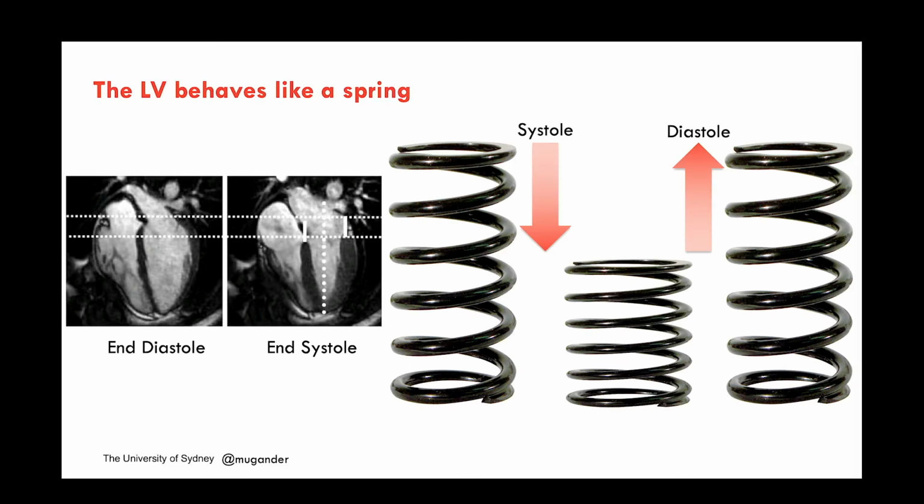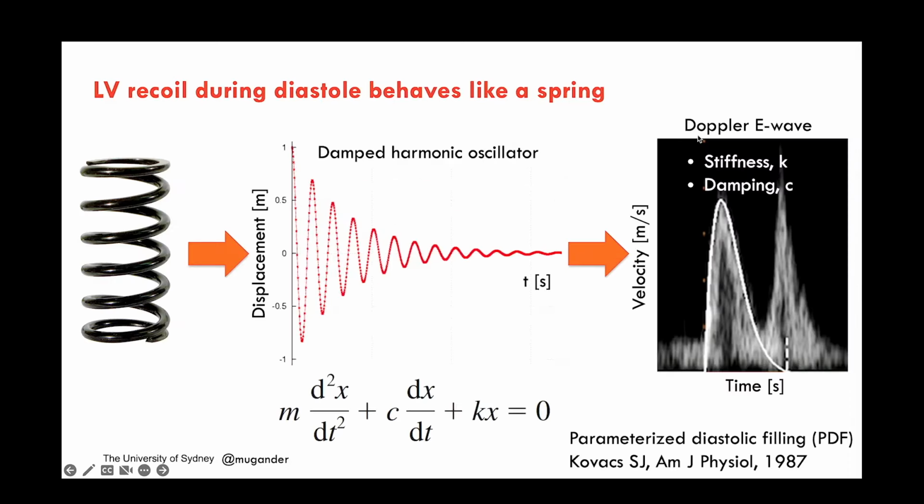Let's start by talking about the left ventricle in terms of a spring coil. In the beginning of the cardiac cycle, it is fully expanded. We compress that spring by moving the atrioventricular valve plane towards the apex, in this case in magnetic resonance images, but it's the same physiology in the echocardiogram. And then during diastole, there's recoil of that spring.